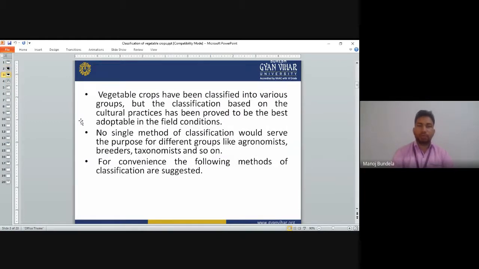Vegetables have been classified into various groups, but the classification based on cultural practices has proved to be the best adaptable in field conditions. No single method of classification would serve the purpose of different groups like agronomists, breeders, taxonomists, and so on. For convenience, the following methods of classification are suggested.